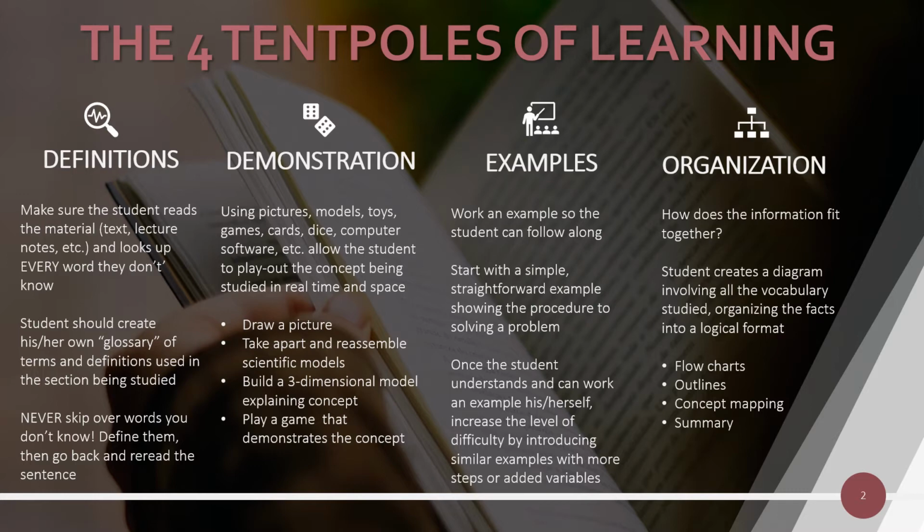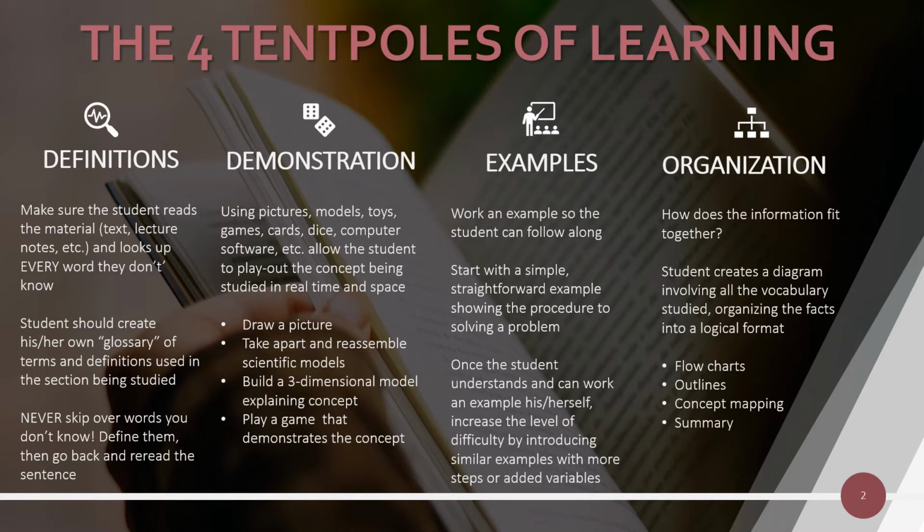Now, examples is kind of self-explanatory. It's when you work an example of whatever problem so the student can follow along and see how you do it. Now you want to start with a simple, straightforward example showing the problem, but you don't want to have too many left turns in there. You want to just get a really simple problem so you can show the student the basic premise of how to solve the problem. And then once the student understands that, you can bring in more complex problems and make them increasingly more complicated as you go along.